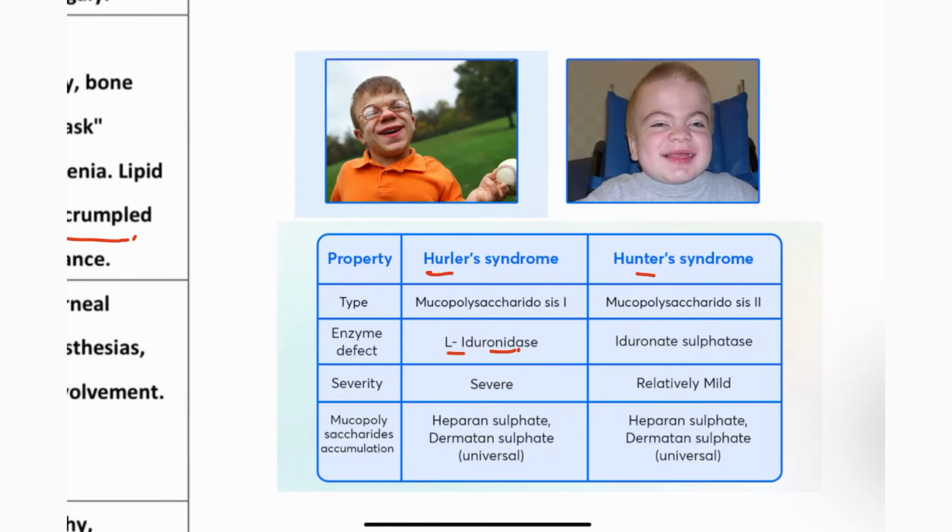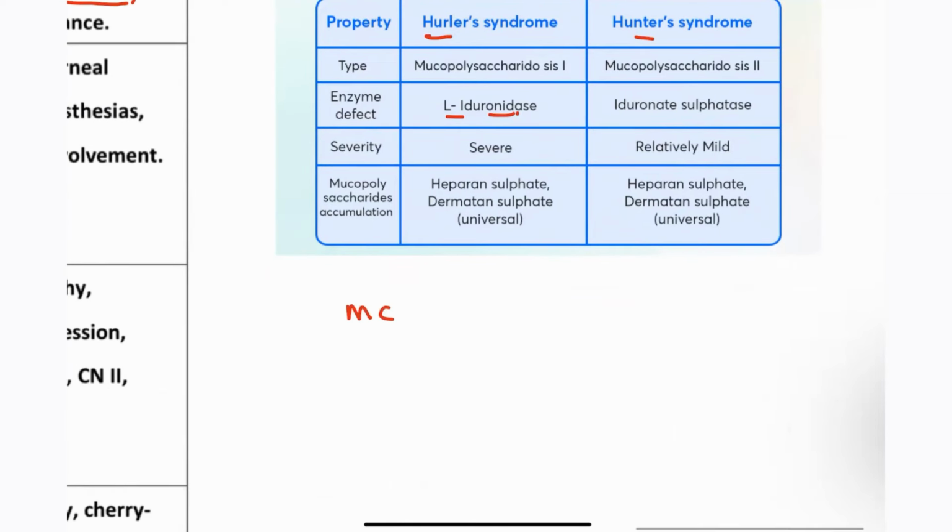Next, another important point that you have to remember about this condition. What is the most common? Most common among all will be Sanfilippo. Sanfilippo is the most common type of mucopolysaccharidosis. And in that, X-linked is going to be the X-linked type of Hunter syndrome which will be presented.